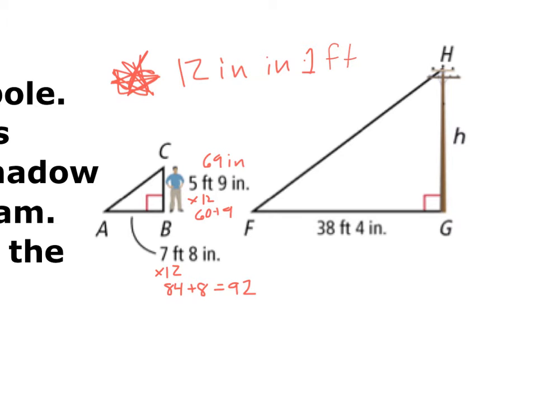Okay. 60 plus 9. So for the next one, we need to do 38 times 12, which is? What if you wanted to convert it into feet? We could, but we would get a decimal. 456. 456 plus 4, and we get 460. So our new measurements are 69 inches, 92 inches, and 460 inches.